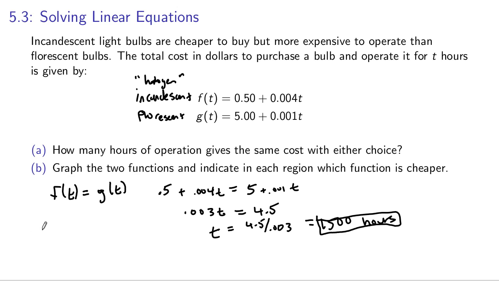Part B: graph the two functions and indicate in each region which function is cheaper. Well, let's use some graph paper. Let's make a new graph page here. Hold on. Here we go.